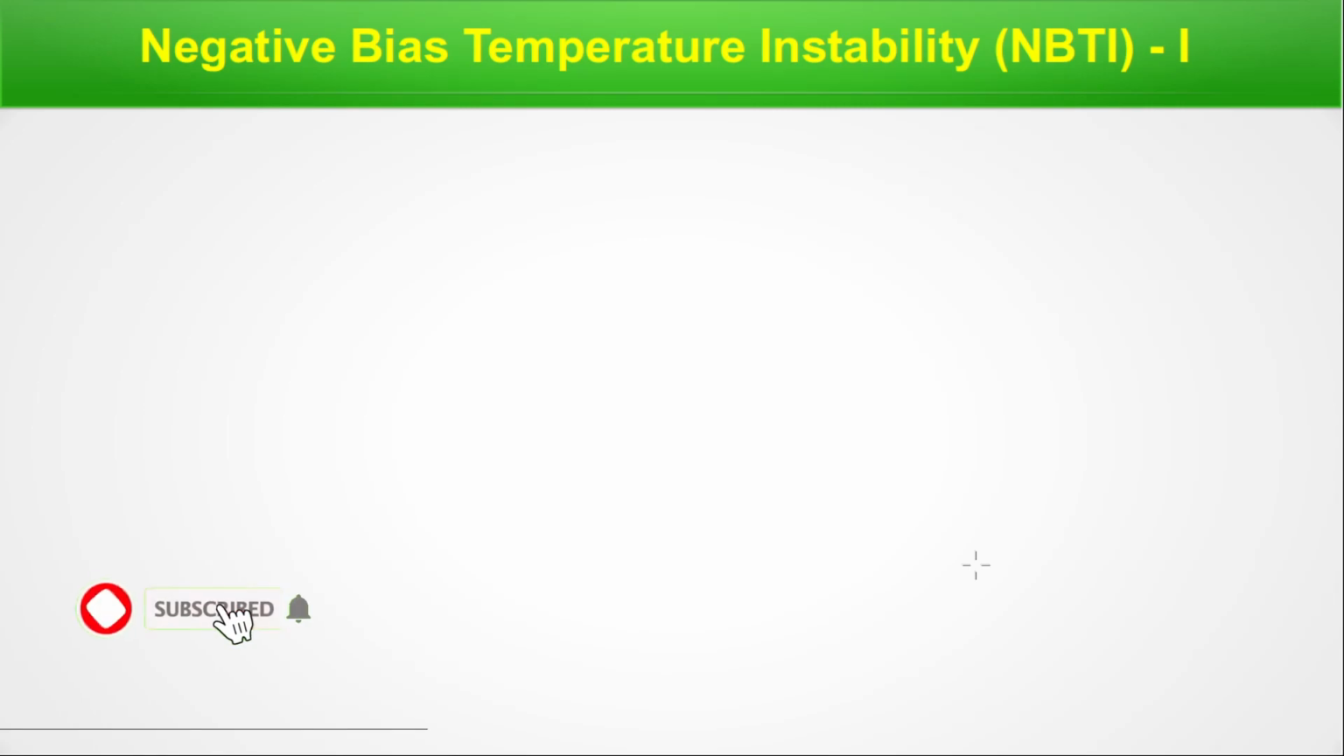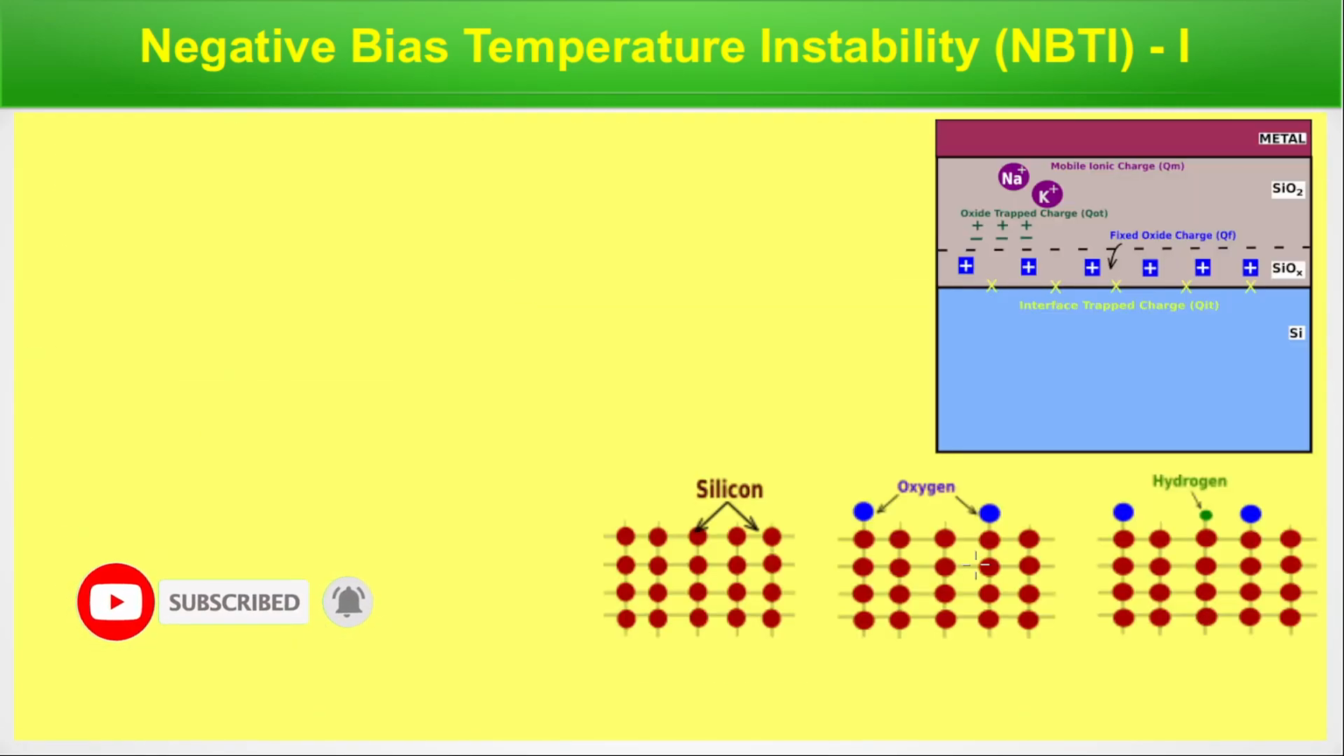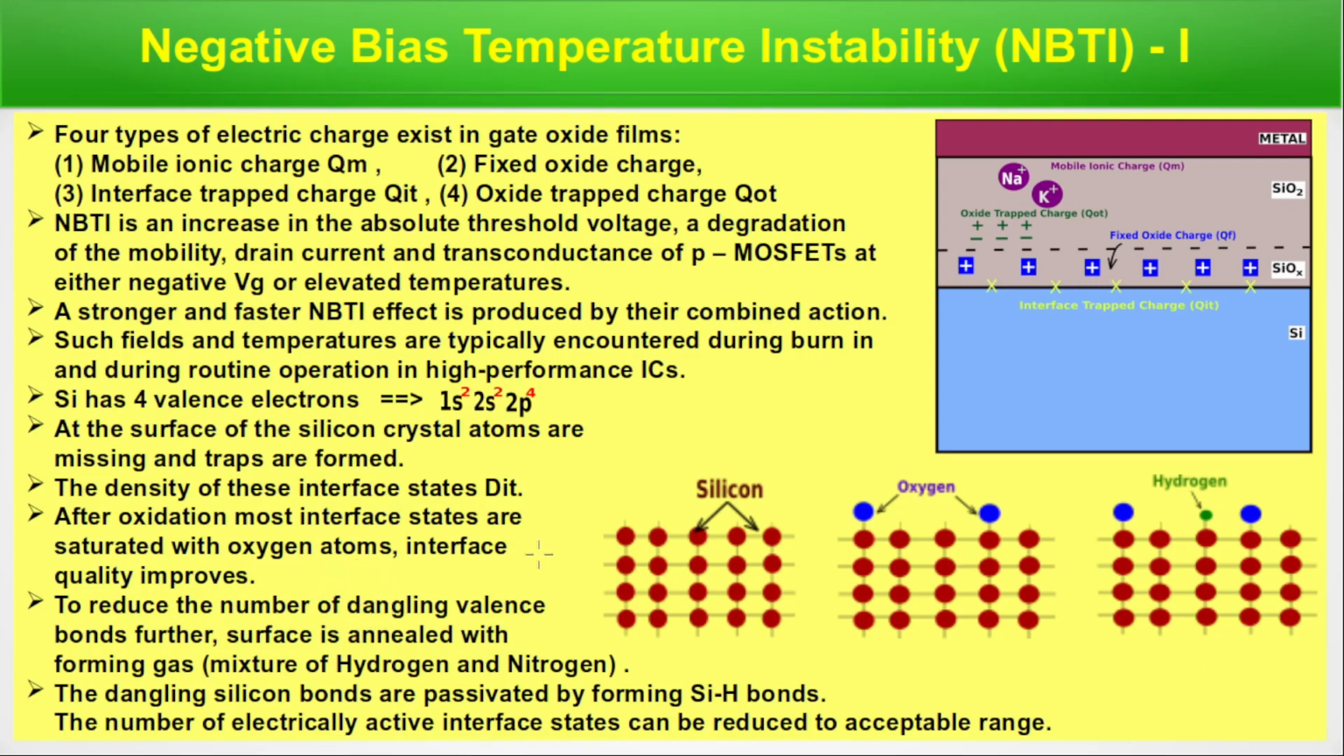Now, negative bias temperature instability. There are two slides on this topic. To understand it, we need to understand the situation over this region. This is the silicon layer. Silicon dioxide layer is here, and now metal. This is the basic MOS structure, metal oxide semiconductor. Here we can see some charges are there. First we will try to understand the scenario, and then we will come to the physics of NBTI.